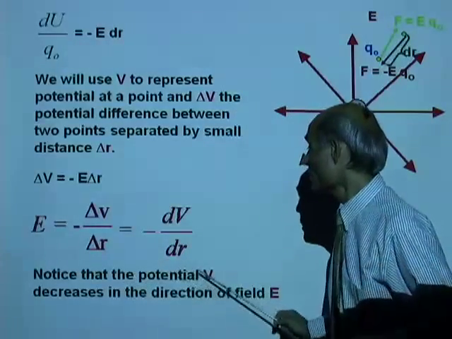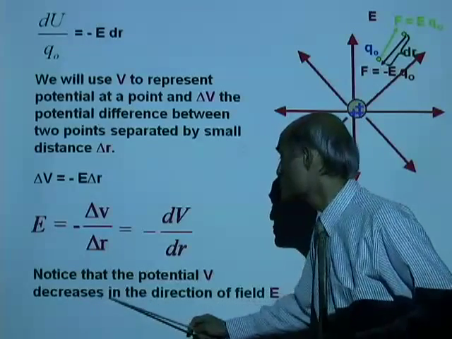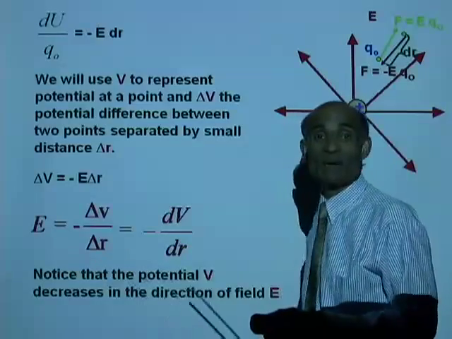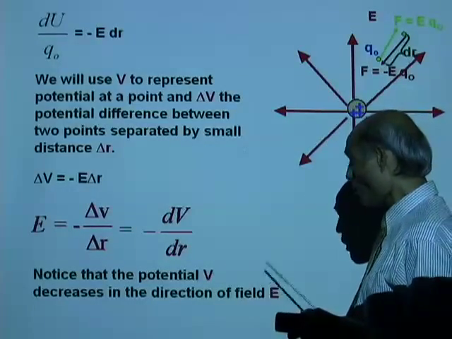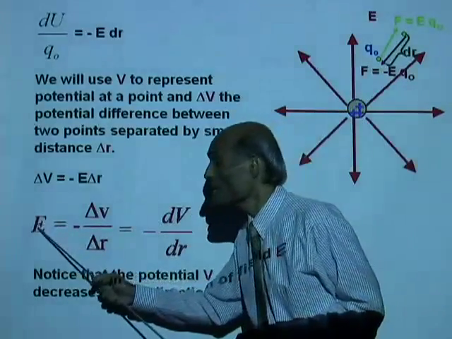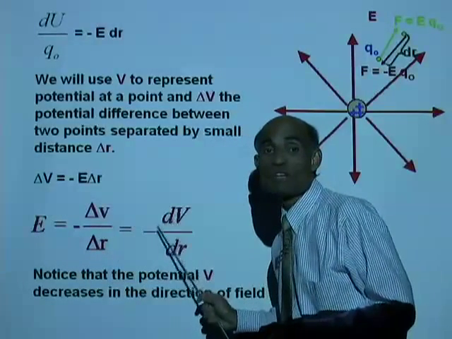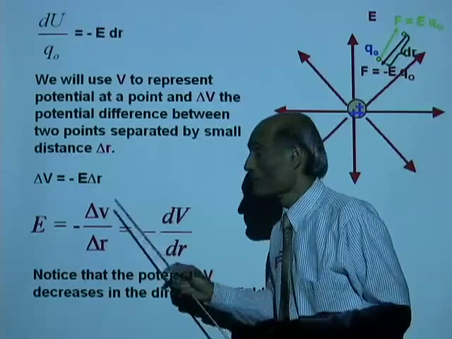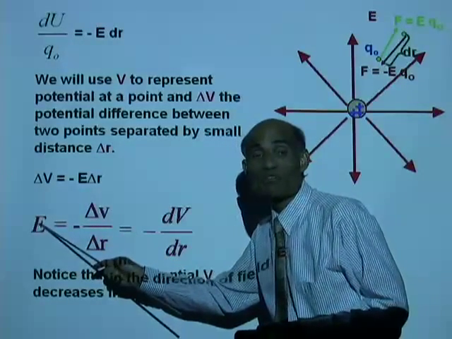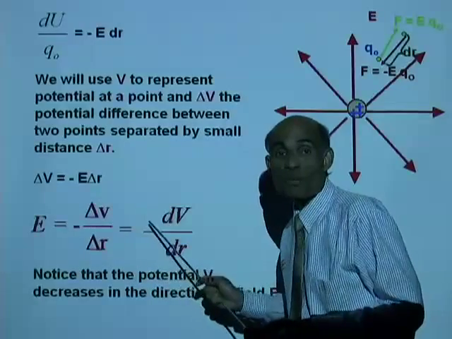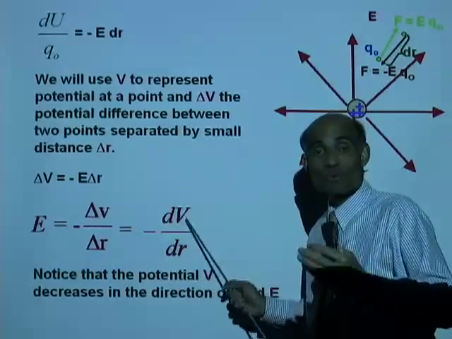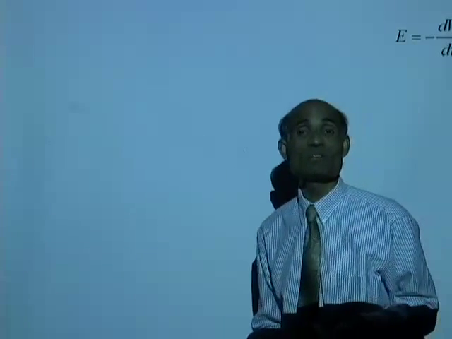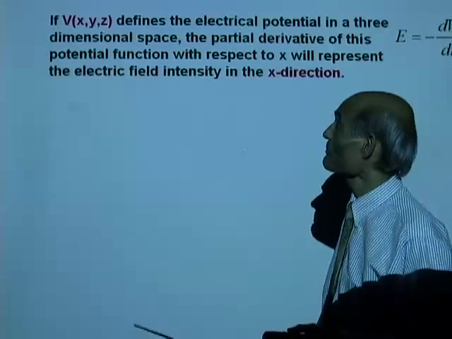Now notice that the potential V decreases in the direction of the electric field. You can see the E and V are oppositely directed. That means the direction of the electric field is the direction of decreasing potential. We talked about it earlier. E equal to negative dV by dr.